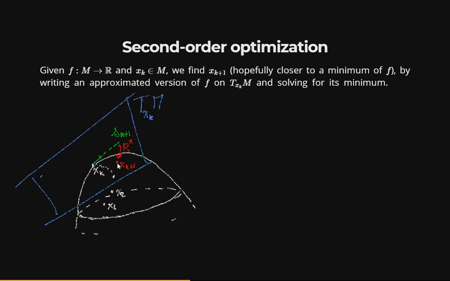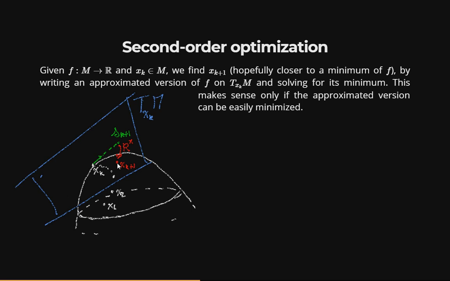Okay? So why is this a second order thing? Well, because if you just stop at first order approximations for f, you get a linear function. Linear functions don't have a minimum point on the tangent space, on a linear space. So that doesn't make sense. We need at least a second order expansion. Exactly. So this makes sense only if the approximated version can easily be minimized.